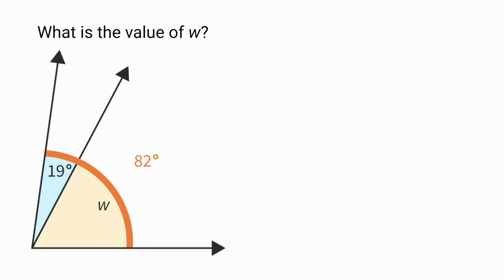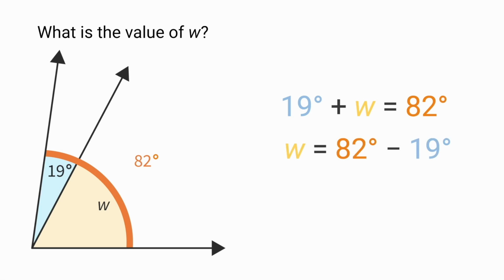Here we have two more adjacent angles. One angle measures 19 degrees, and the other angle measure is represented by the letter w. Together, these adjacent angles form a larger angle which measures 82 degrees. That means 19 degrees plus w equals 82 degrees. To find w, we just need to do the opposite of addition and subtract 19 degrees from 82 degrees. After subtracting, we get 63 degrees. So the measure of this angle and the value of w is 63 degrees.